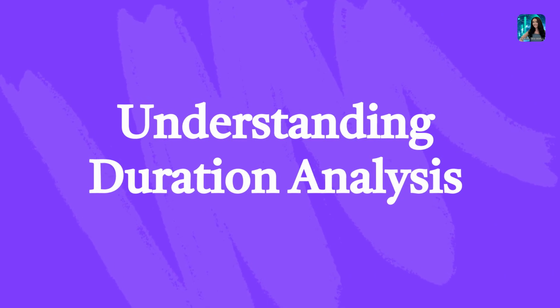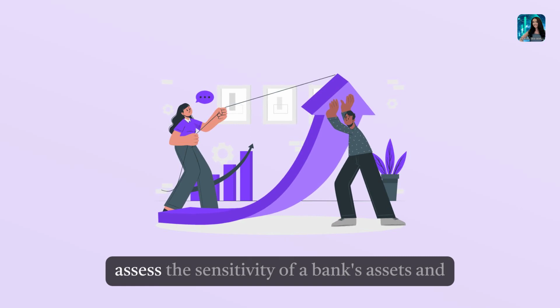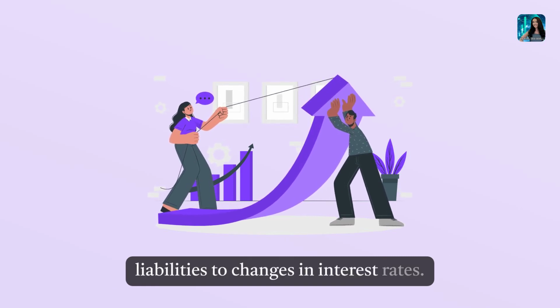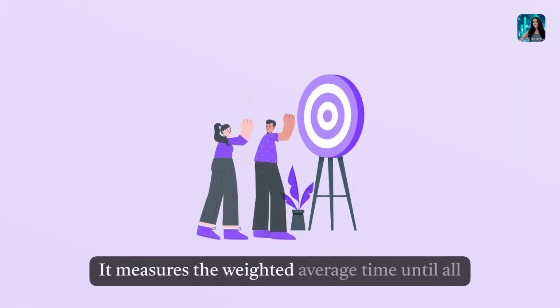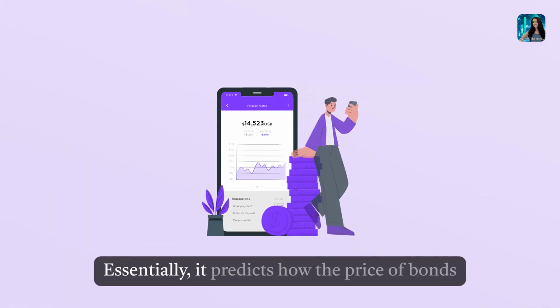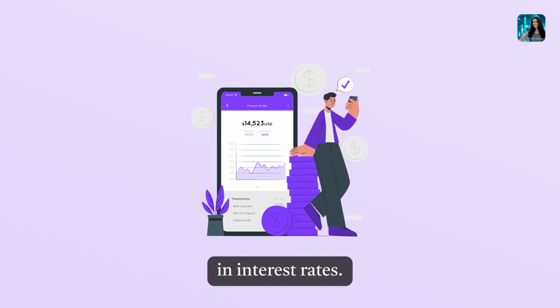Understanding duration analysis. Duration analysis is a financial tool used to assess the sensitivity of a bank's assets and liabilities to changes in interest rates. It measures the weighted average time until all cash flows from an asset or liability are received. Essentially, it predicts how the price of bonds and other fixed income securities will fluctuate with changes in interest rates.